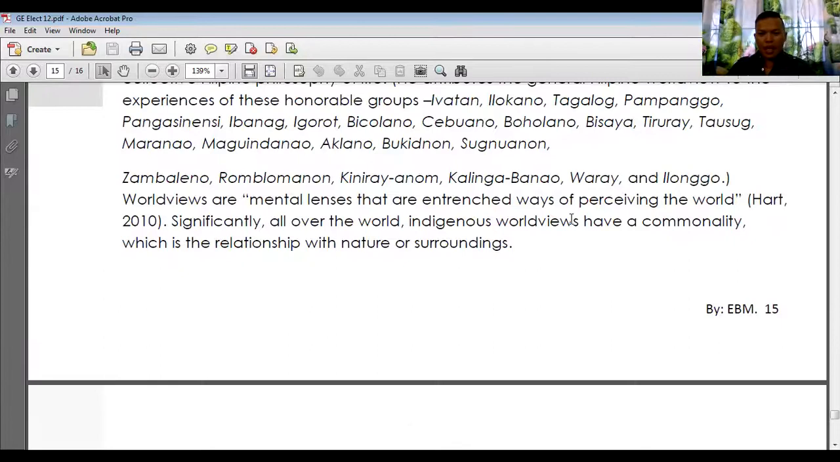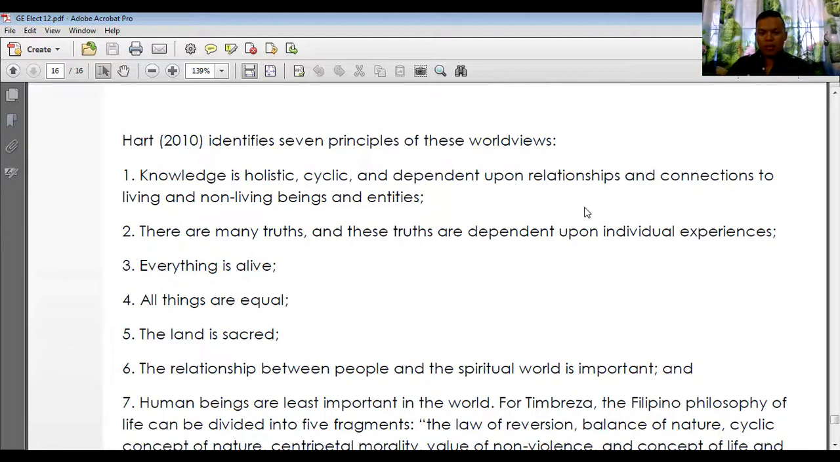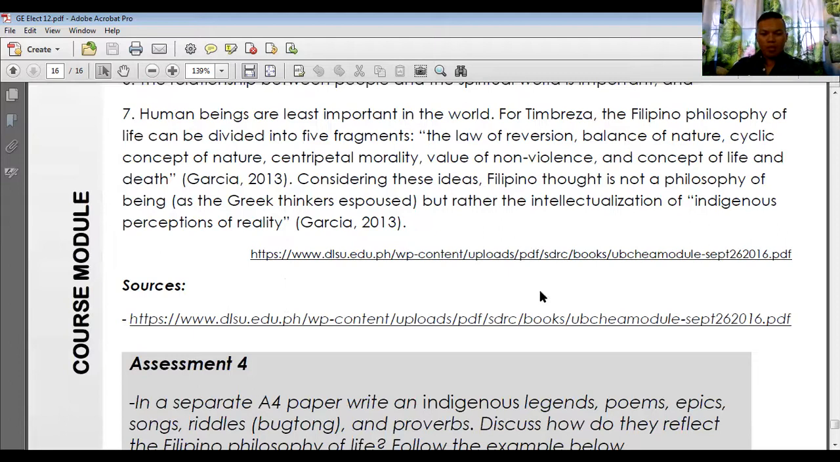Then, naa diri ang atong mga different principles and worldviews sa mga indigenous people. Kalista na diri, it is like a book. And if you really read more, I have put the source. So you can visit this website and you can see what is more discussed in there.